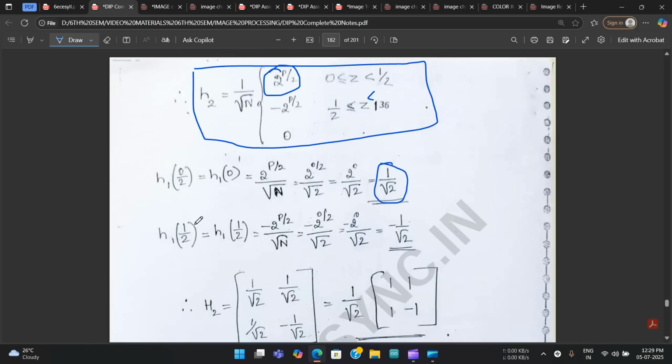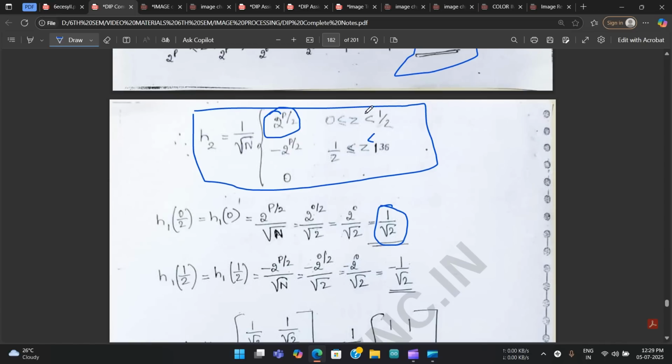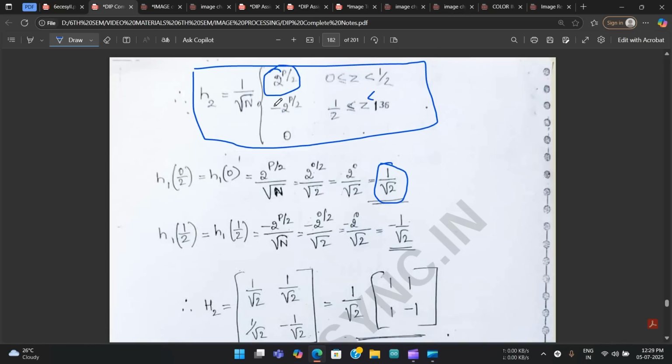Similarly for h1 of 1 by 2, here in this case the value of z is 1 by 2. Okay, so it won't be satisfying this condition, since we know that in the first interval z is strictly less than 1 by 2 and greater than or equal to 0. So that's why you should be going for the second interval now, where the range of z is from 1 by 2 to 1. So it would be satisfying this range here.